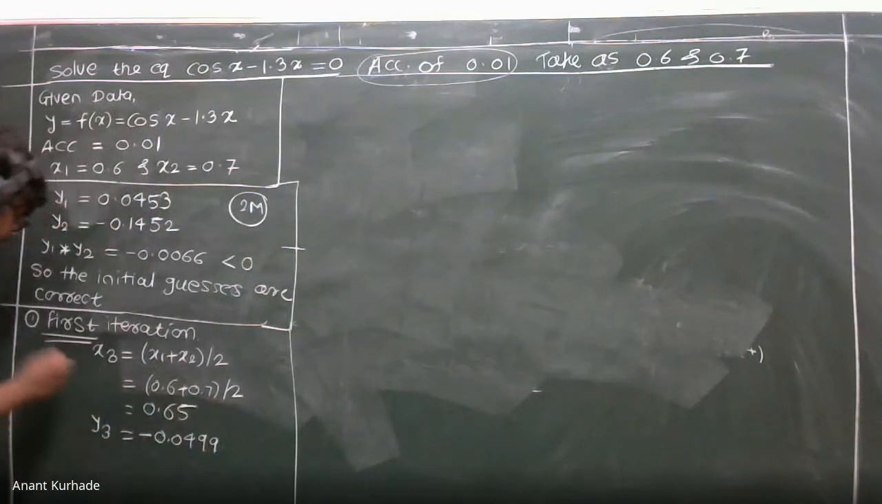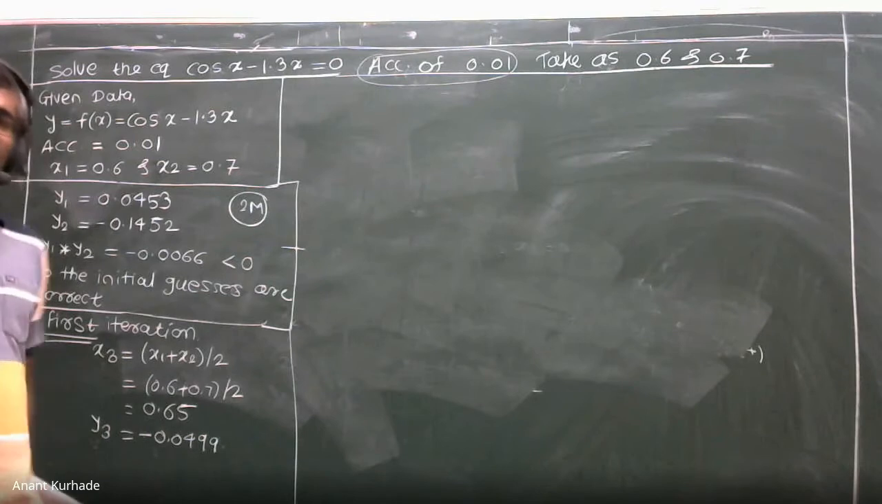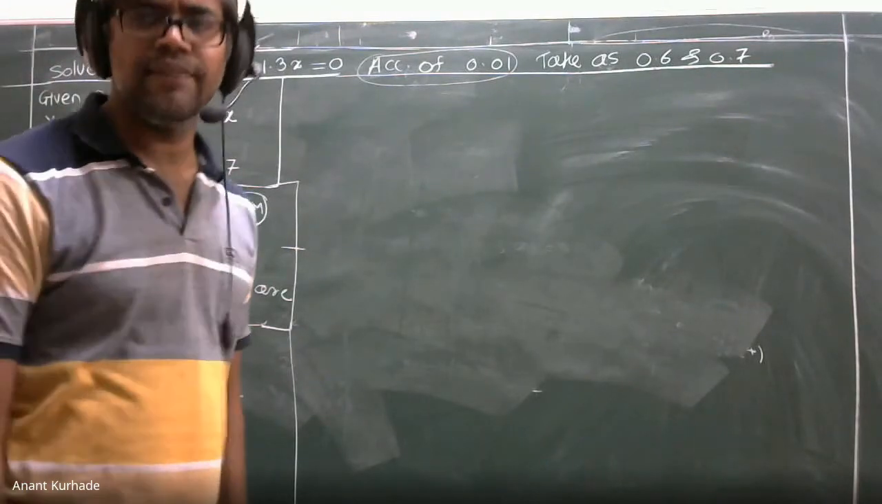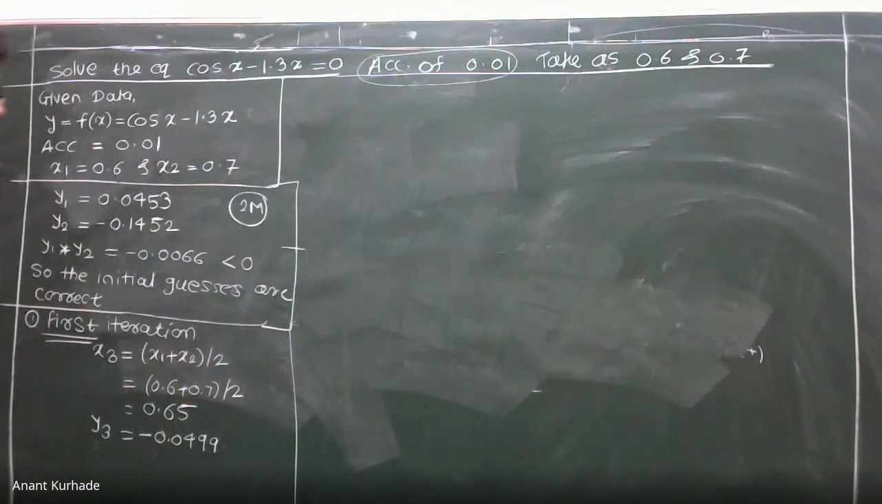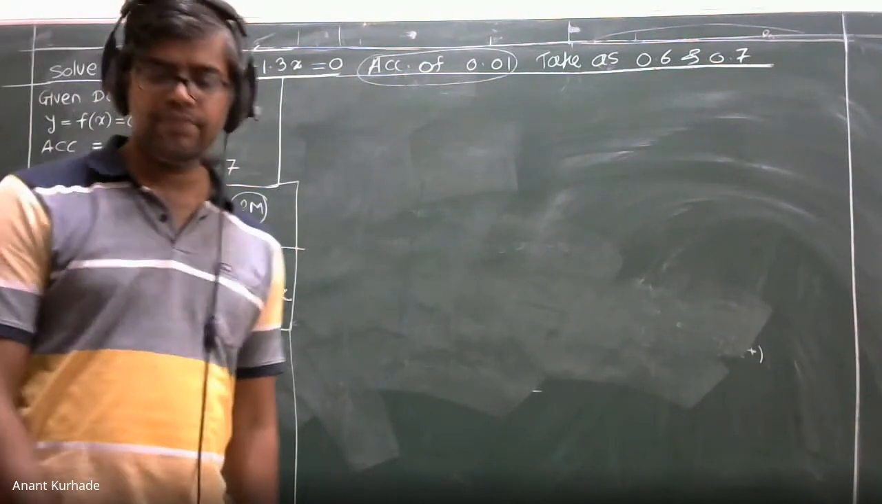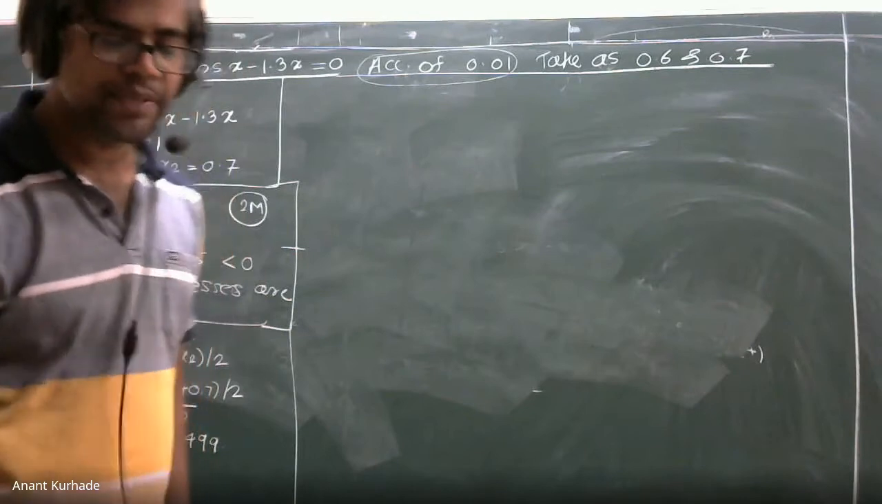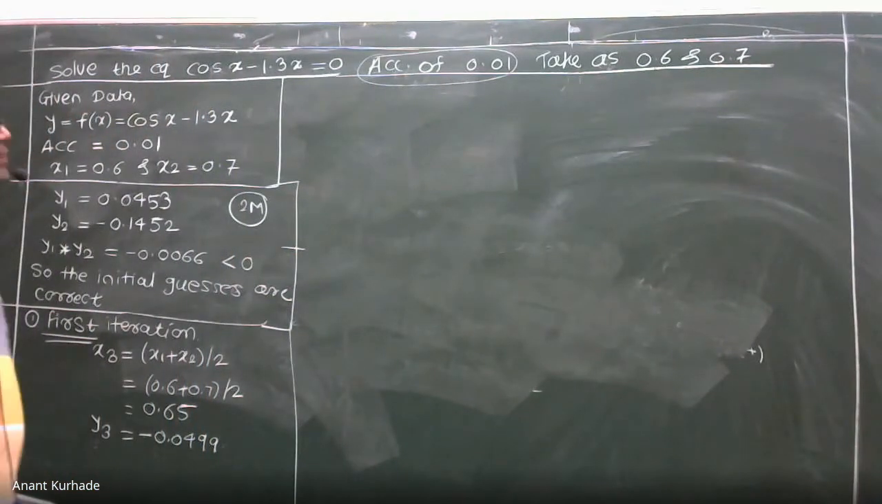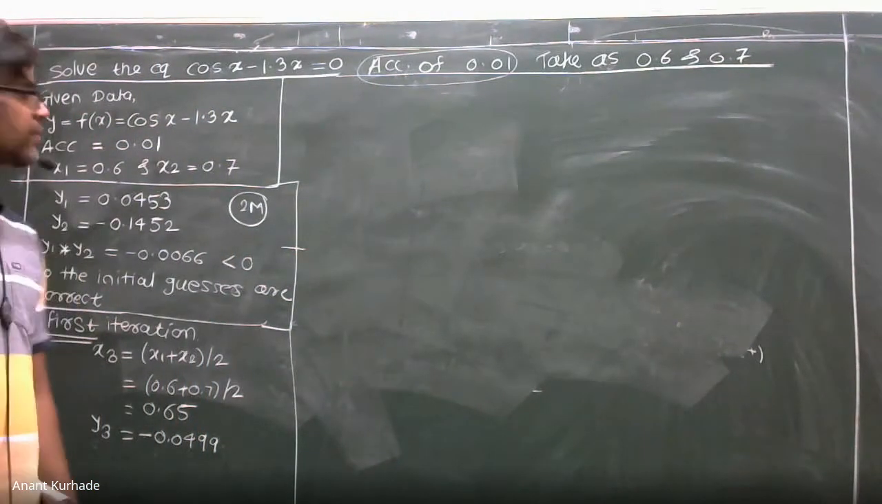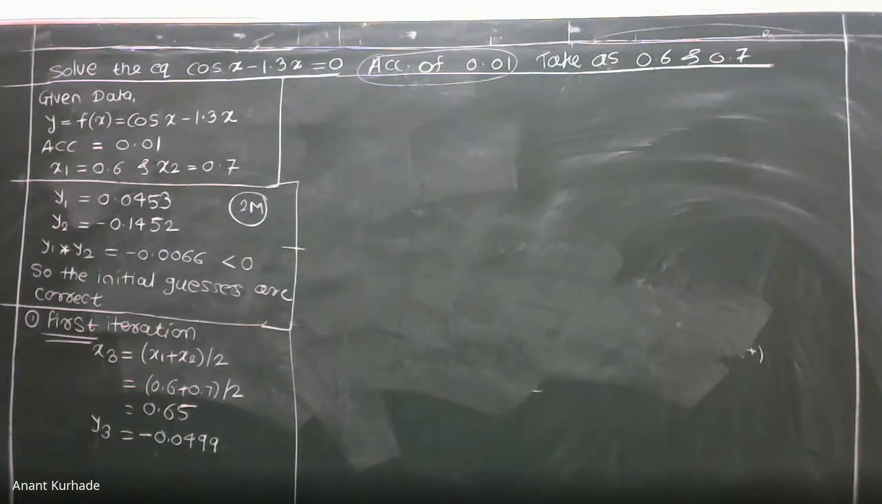So now, up to this, any doubt? Up to the first iteration, is anybody having any doubt? Hello? Any doubt up to this? Reply to me fast, we have the last 15 minutes. Is there any doubt in the calculation of iterations?